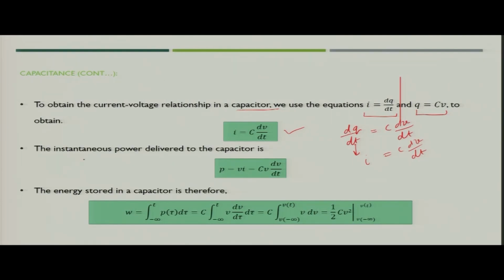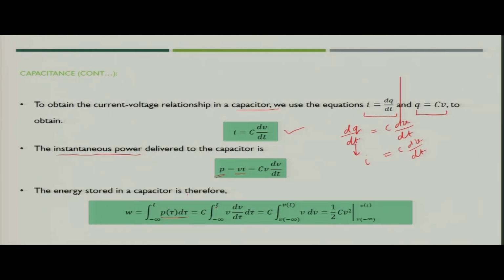So, you can easily calculate the value of current I for a capacitor. Now, if you are asked to find the instantaneous power, then you simply multiply the current which you calculated previously with V, and you will get C v dV by dt. Now, how to calculate the energy stored in the capacitor? You just integrate this power over time, and you will get the value of total energy stored. You integrate from minus infinity to time t, the particular instant where you want to find the energy stored, of p of tau d tau.